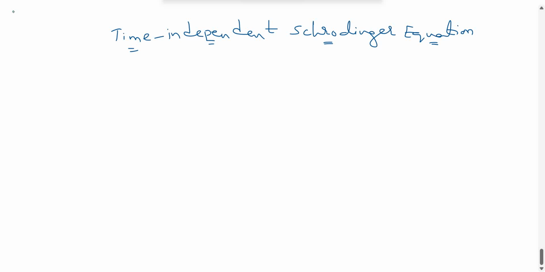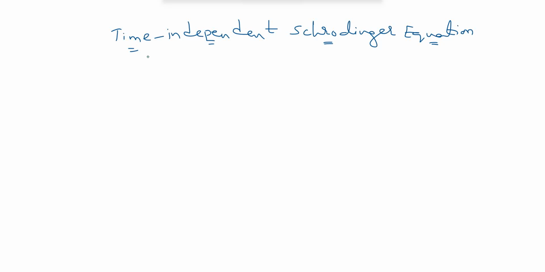Hello, in this lecture, let us derive the time independent Schrodinger equation. This is the Schrodinger equation for particles which are in potentials. The potentials are independent of time. So, when we solve this Schrodinger equation, the eigenstates which we get are stationary states, because the potential is independent of time.